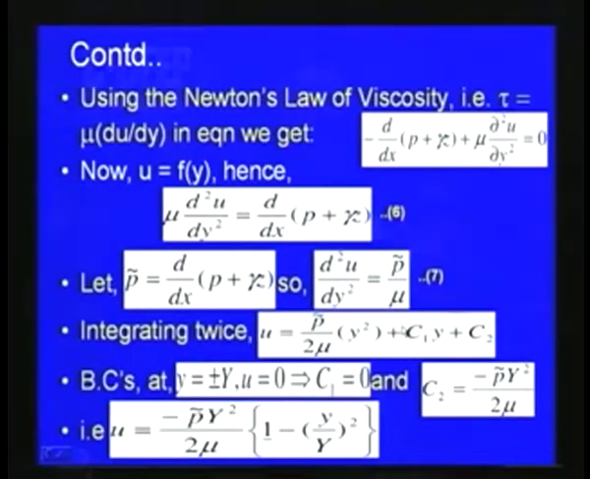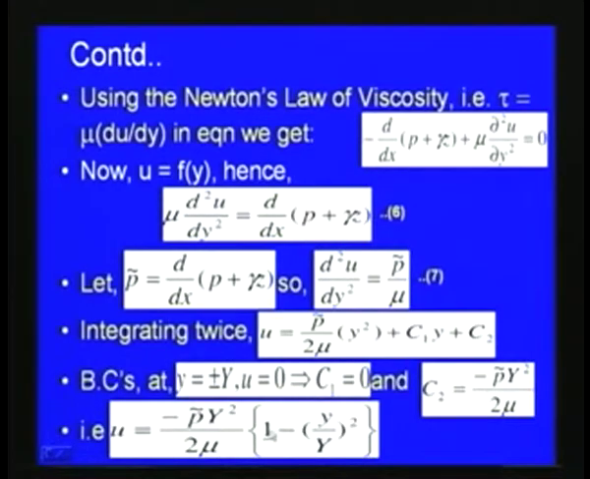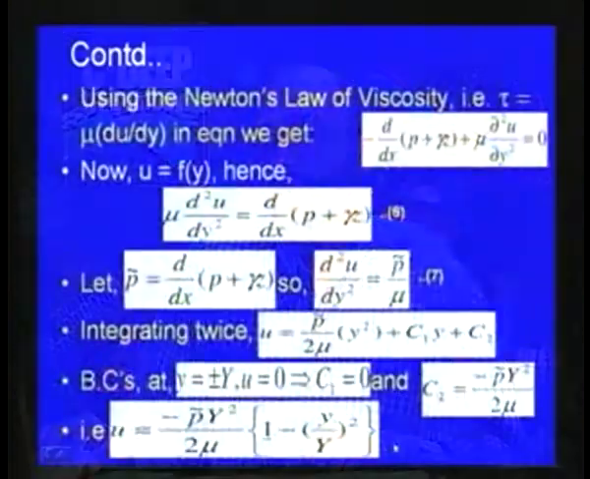In this particular case we considered the origin on the central line between the plates. So, we get an expression for u as minus p tilde y square by 2 mu into 1 minus small y by y. So, this y gives the variation between the plates. The y is starting from the center line between the plates. So, this is the expression for the velocity.